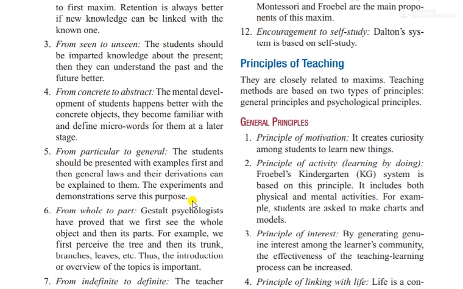Not only that, in some scientific experiments also, we show some examples, a few samples, and then we will go to the general. From whole to the part. Gestalt psychologists have proved that we first see the whole object and then its part. For example, we first perceive the tree, and then its trunk, branches, leaf.